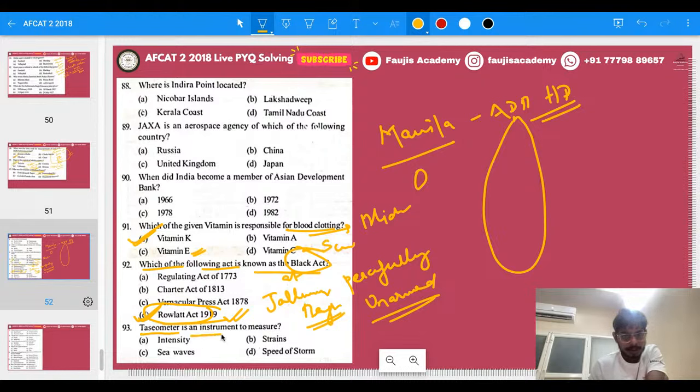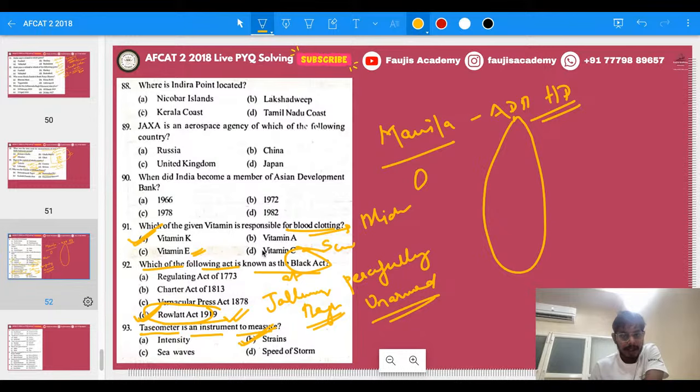A tasimeter is used to measure strain, right?